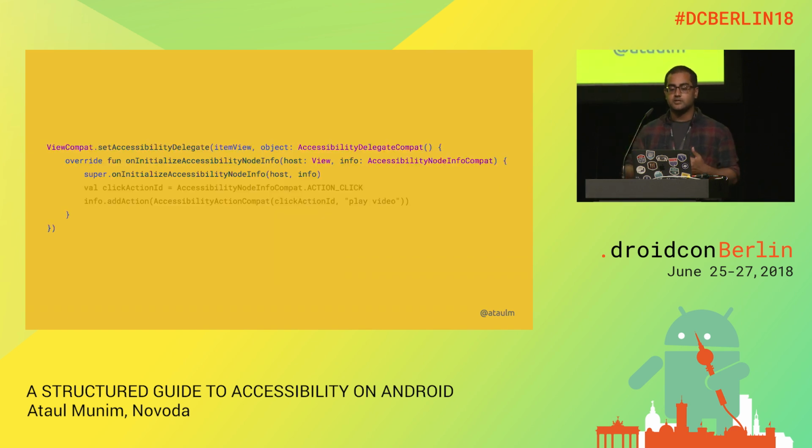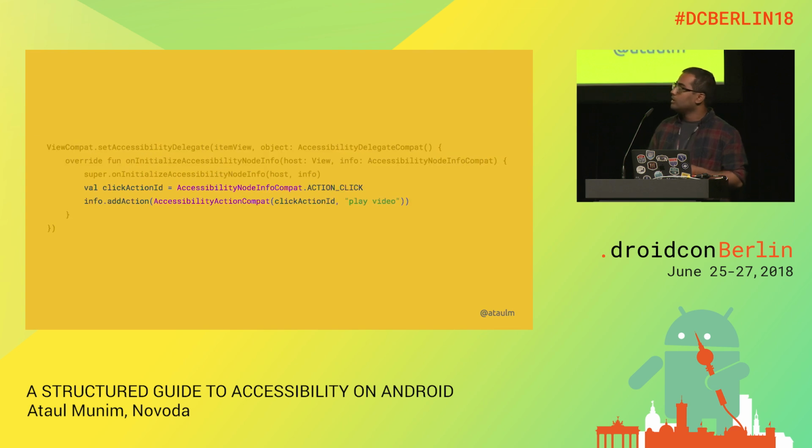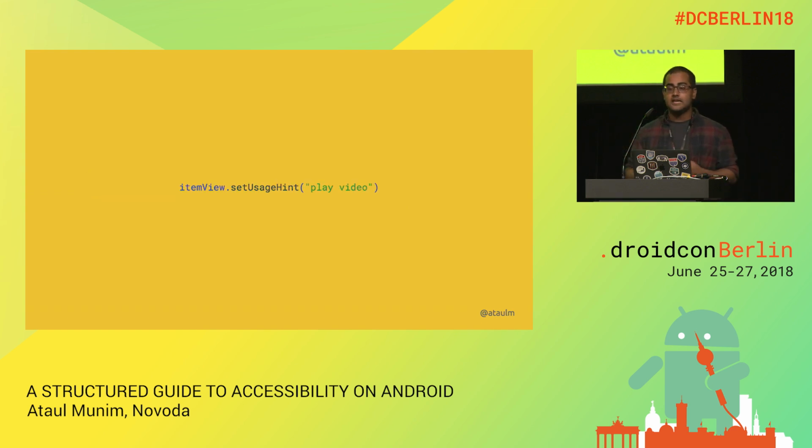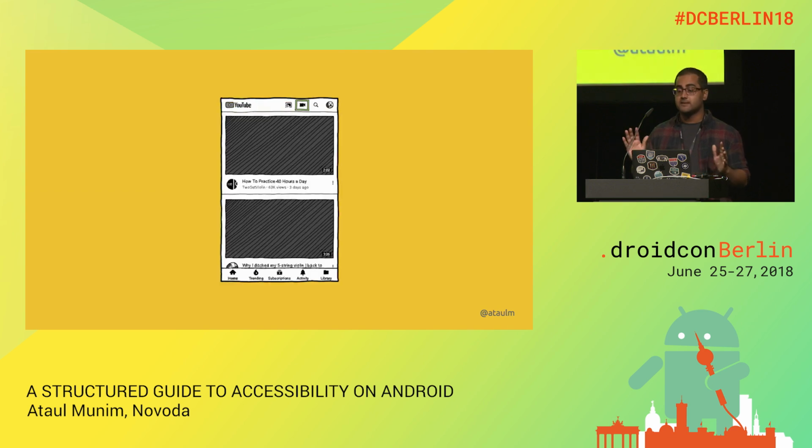The way you do that is use an accessibility delegate. You can add additional metadata about the view to the accessibility node info objects, where here we're specifying that the click action is associated with the play video label. Or if you're using Android KTX, you can use this extension function to set usage hints. And that's pretty much it. So if you're after a base level of support for TalkBack users, content descriptions and usage hints.